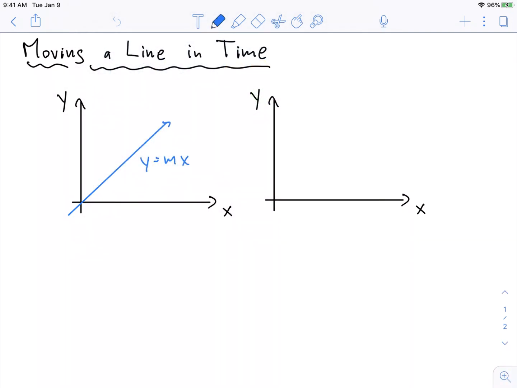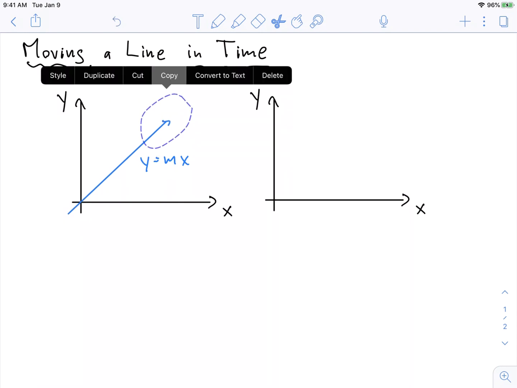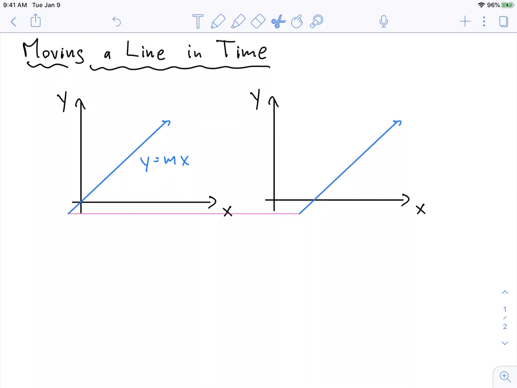So let's just think about first shifting functions, right? So what I want to do is I want to take this line and I want to shift it to the side. So maybe I'll copy it. And I'll paste it and I'll shift it to the side some distance. Okay, and I'm gonna look at this position. I'm gonna shift it to some position to the side, x naught. So what does my function look like? My function now looks like y is equal to m times x minus x naught, right? So that's how we shift stuff.